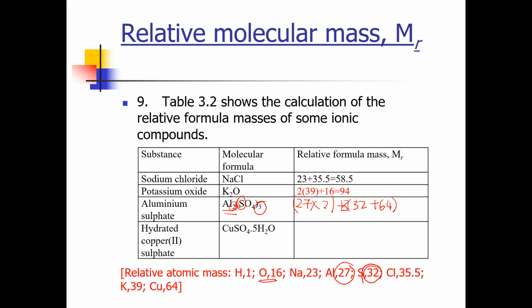Okay, so 27 times 2 is 54. Plus, let's do the one in the bracket first. So I'm going to put my 3 here first still. 32 plus 64 is how much? Is it 96? Teacher's maths is pretty bad, so you got to help me. Teacher, it's correct. Okay, so 96 times 3 is how much? 288.